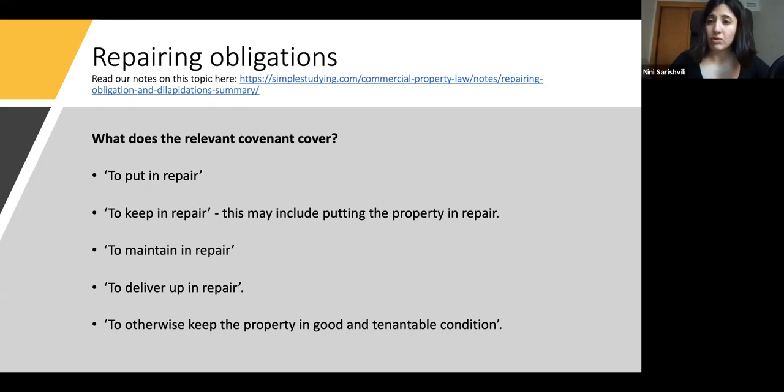What are repairing obligations? Repairing obligations can be the following: to put premises in repair, to keep it in repair, to maintain in repair, to deliver up in repair. The wording of the covenant is very, very important. And in the problem question, you have to analyze what the wording of the specific covenant given to you actually means, and then apply the law to the facts and advise the party.